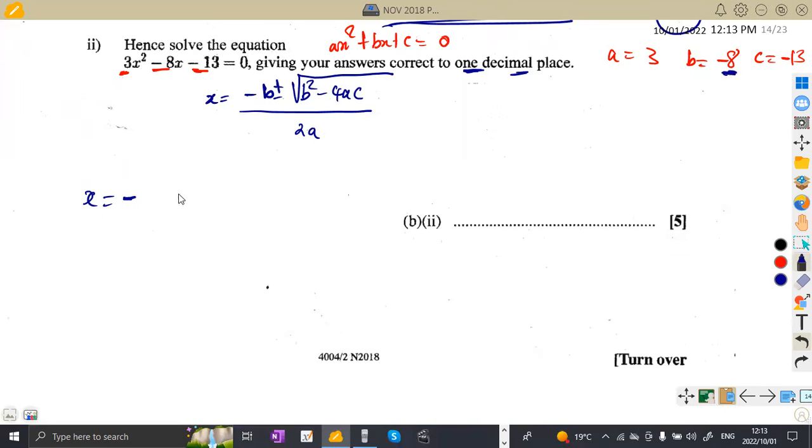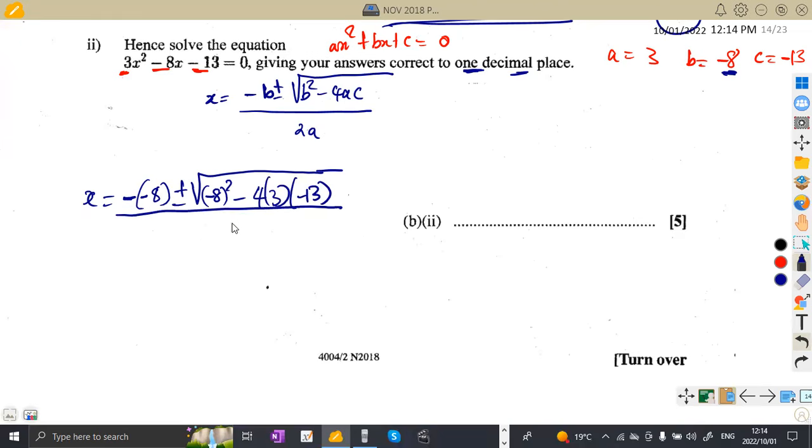I told you guys there's a mark on this substitution. So substitute everything as it is, which is plus or minus the square root of b squared, which is minus 8 squared. So it's going to be negative 8 squared minus 4a. Our a in this case is 3, and our c is negative 13. So this is what you're going to have. Then everything over 2 times a, which is 3.